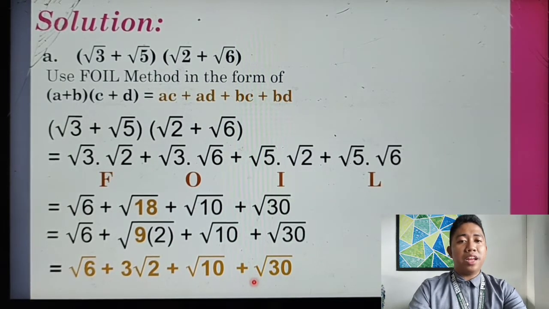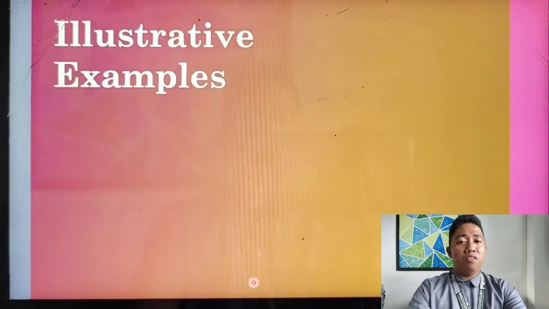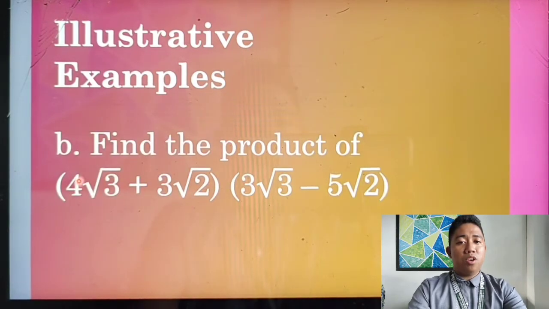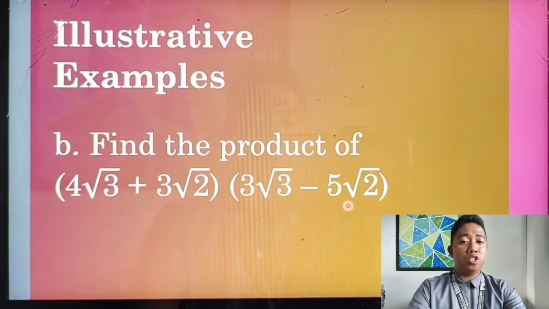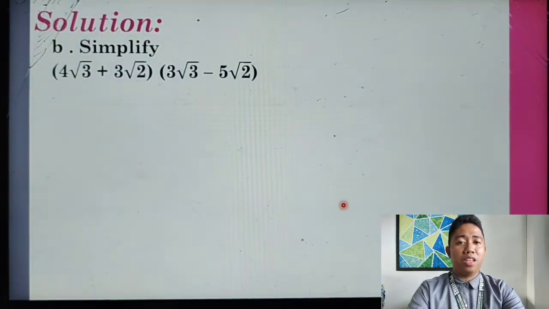So let's move on to the next illustrative example for letter B. You will find the product of 4 times square root of 3 plus 3 times square root of 2 and 3 square root of 3 minus 5 square root of 2. To simplify the product of these two radical terms, here is our solution.